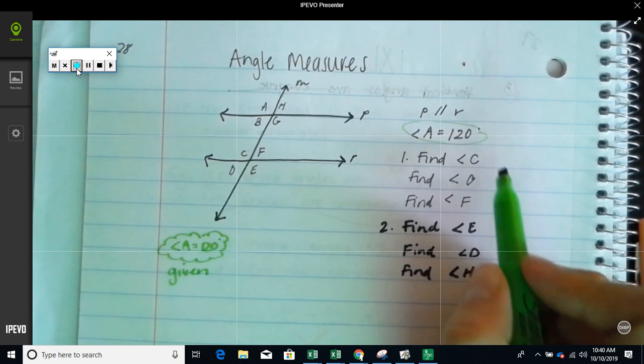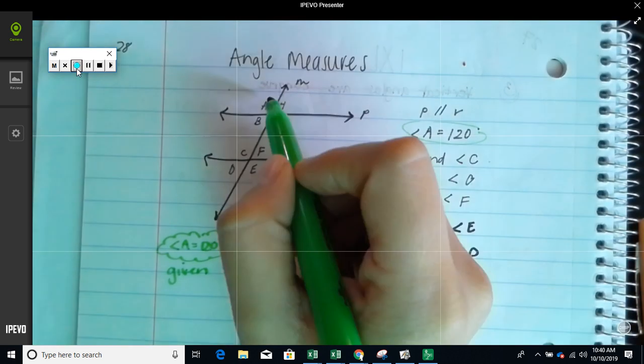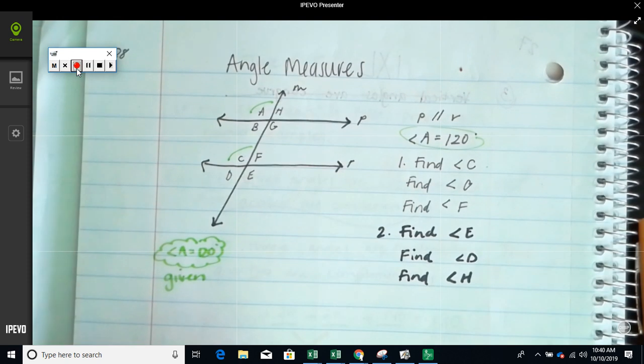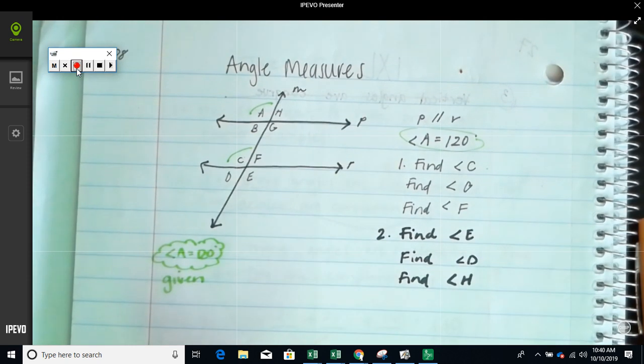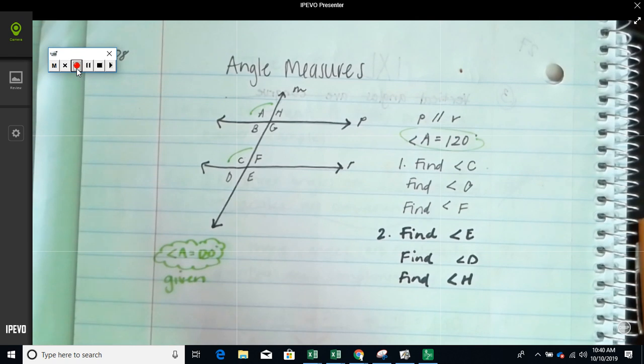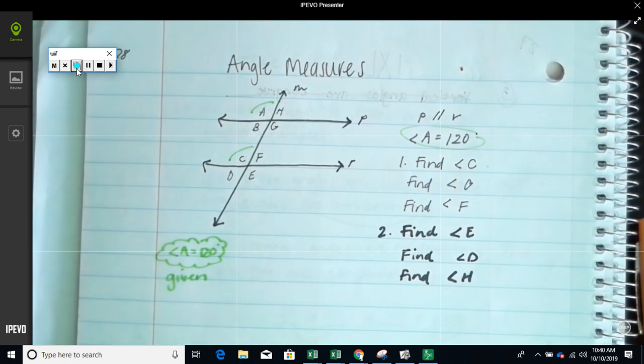Now it wants me to find C. So here's A, here's C. So what you have to know is what kind of angles they are. Then, depending on what kind of angles they are, you know if they're congruent or supplementary or complementary. Those are the only three kinds we have. Equal, 180, or 90. That's it.